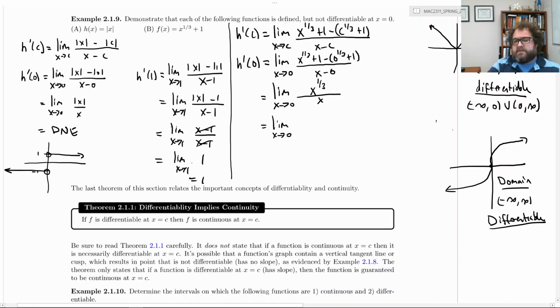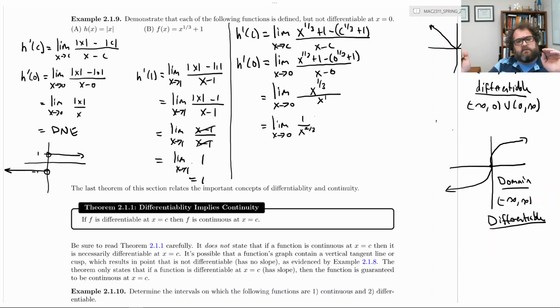That simplifies just using properties of exponents. 1/3 x to the 1/3 over x. This is x to the first power. So this is going to be what? 1 over x to the 2/3 power. Now, what does that limit look like? Clearly, that limit is not defined. It doesn't exist. But let's see. It could maybe be equal to positive or negative infinity.